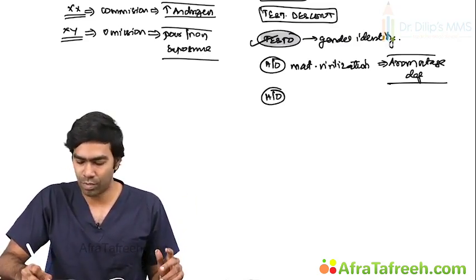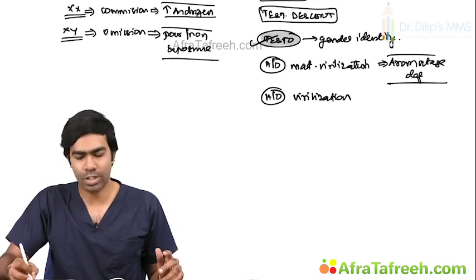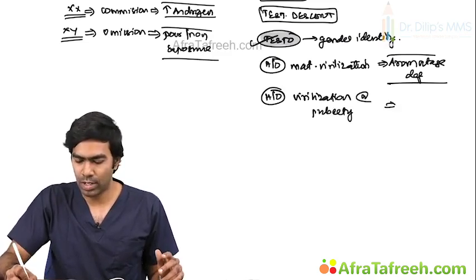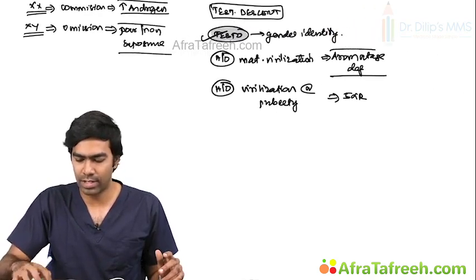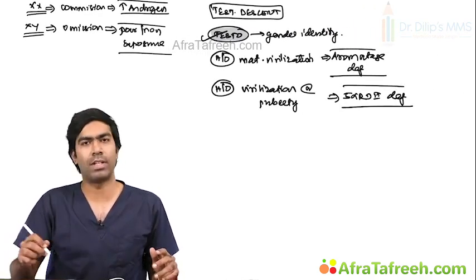Whenever you have a history of virilization in a female-looking child at puberty, always think about 5-alpha reductase deficiency in the exam. This is a very, very direct pointer where the examiner wants to test you on this. Whenever you have a history of virilization at puberty, think about 5-alpha reductase. There are a lot of causes, but you think about 5-alpha reductase 2 deficiency in the exam. With this, my summary is over.